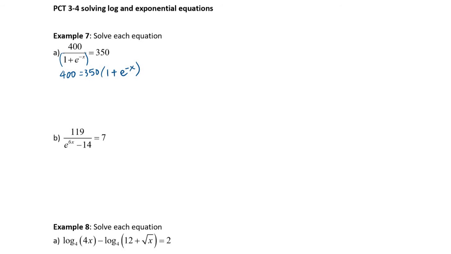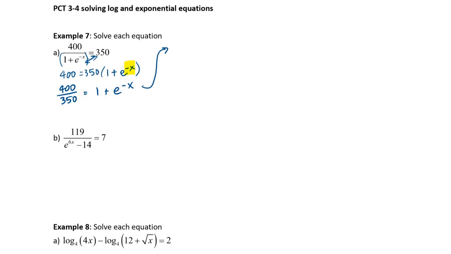But I'm not going to distribute that 350, because I'm still trying to isolate this x here. If I distribute the 350, I'm just going to have to undistribute it later. So now I'm going to divide by 350 on both sides. So I get 400 over 350 equals 1 plus e to the negative x. That little flip-flop between those two values is pretty important to remember. Basically, you cross multiply and then you divide, so those two parts sort of switch places.